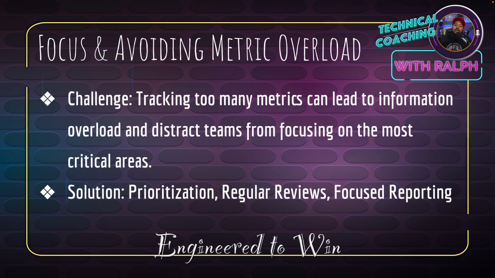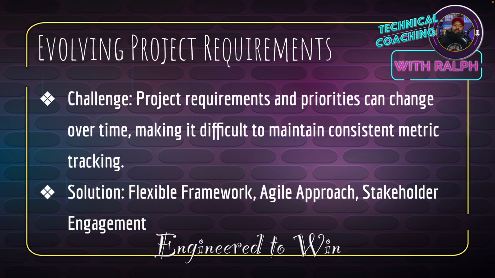Right? So another challenge: focus and avoiding metric overload. The challenge is tracking too many metrics can lead to information overload and distract teams from focusing on the most important, critical areas. So how do you fix that? Prioritization, regular reviews, focused reporting. Don't take trash information and give it to everyone.